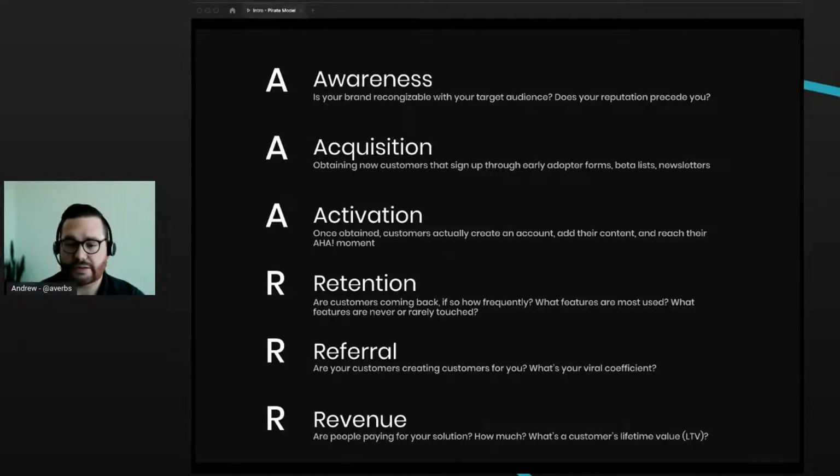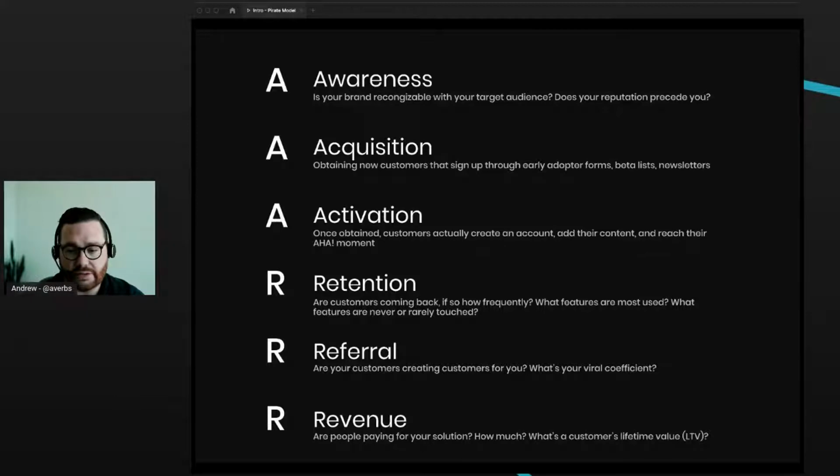The next one is referral. So are your customers referring other people? Are they creating customers for you? This is what Seth Godin calls remarkable. Do you have a remarkable product where you can't help but tell other people that are experiencing the problem about the solution you came across, whether that was a product or a service, something that you're almost evangelizing and saying, hey, this has really helped me do X. You should definitely check it out.